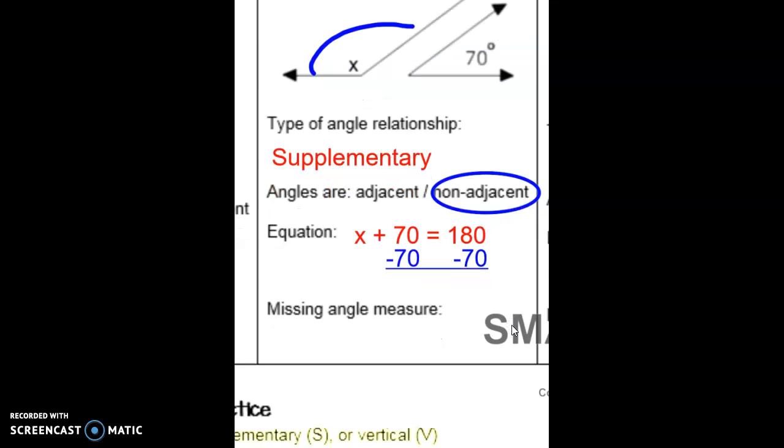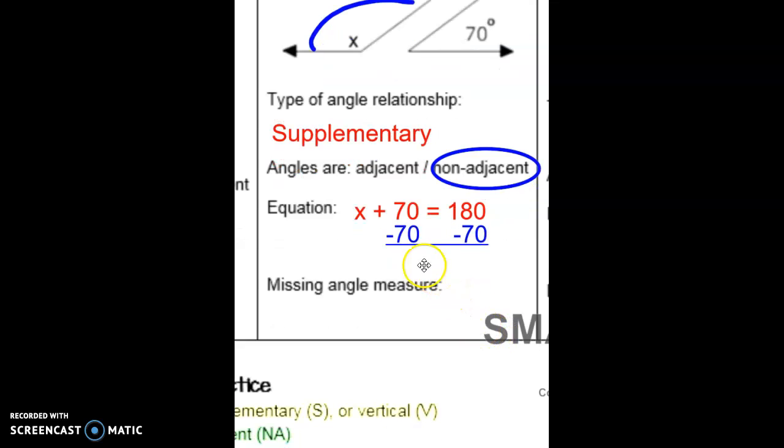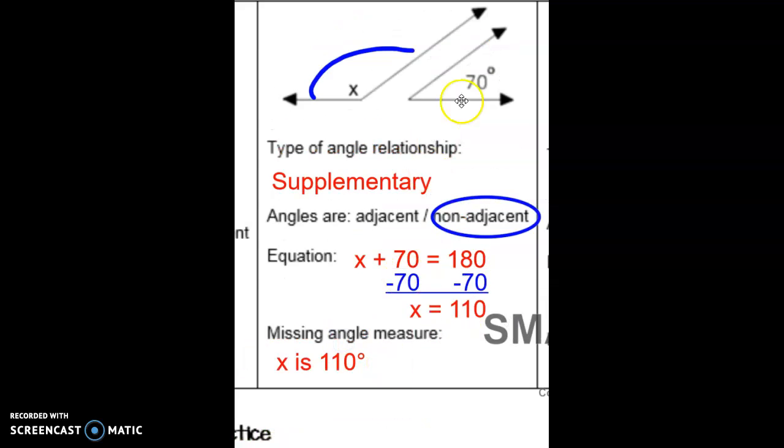We need to keep it balanced. Whatever we do to one side, we do to the other. And we get that x equals 110. This means the missing angle measure is 110.